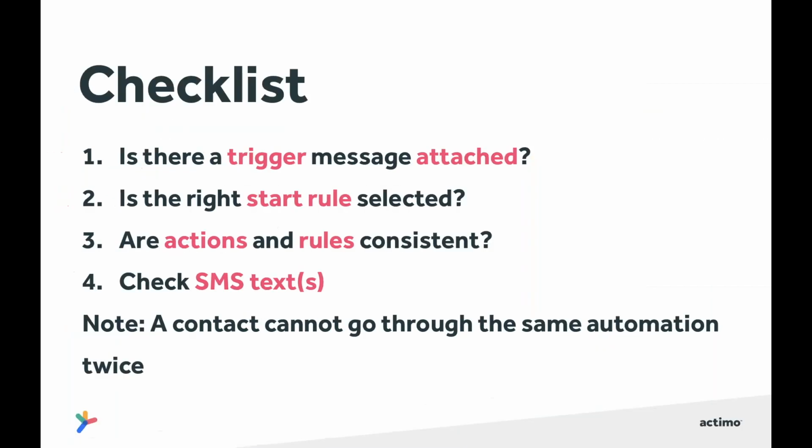So this is what I mean by the contact cannot go through the same automation twice. If you've one day tried to get an automation fixed and it doesn't seem to work, please go check on your contact. If they already completed the automation, that is why it doesn't work anymore.